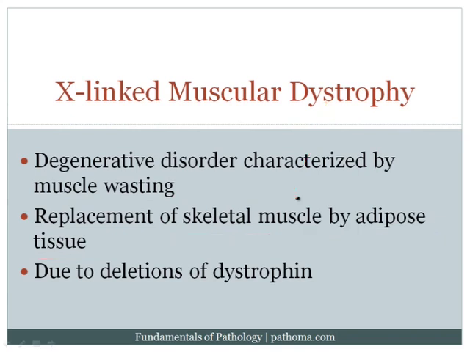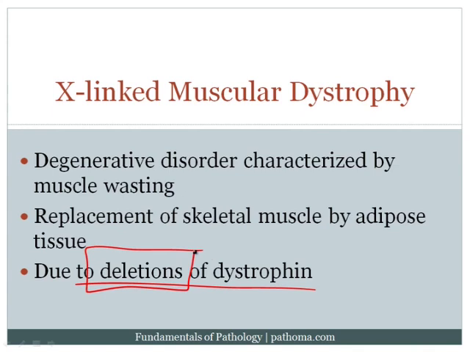Now, it's high yield to know that this is due to deletions of dystrophin, and there's a few points that I'd like to make clear, all of which show up on exams. Number one, it is due to deletions of dystrophin. This is also known as Duchenne's muscular dystrophy, and remember that Duchenne's is also due to deletions, and so they both begin with a D.